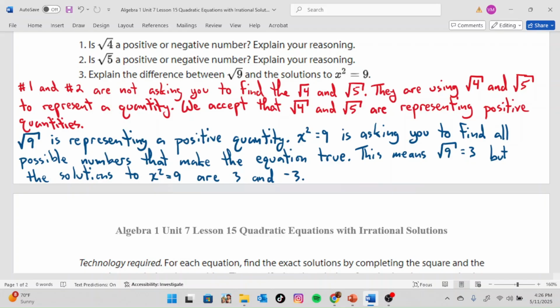-3. But if I'm giving you an equation and I'm asking you to find the solutions, then I am asking you to find every possible number that I could put in for x that would make the equation true. So in that case, we would be talking about +3 and -3.